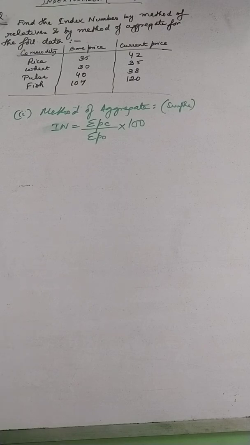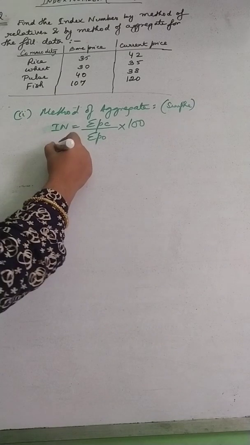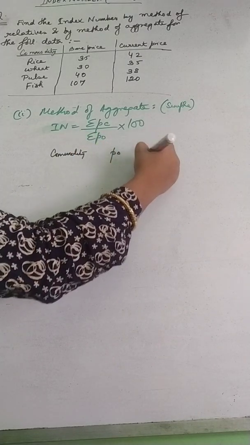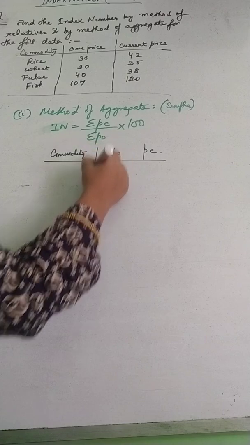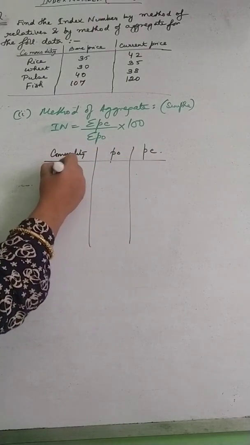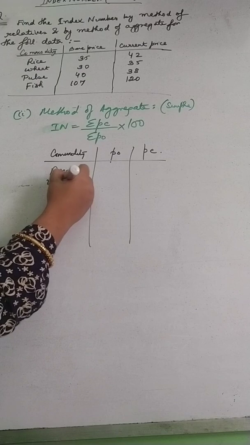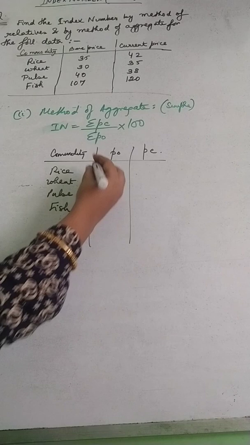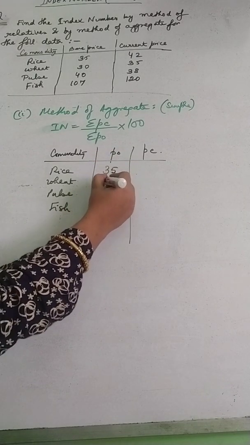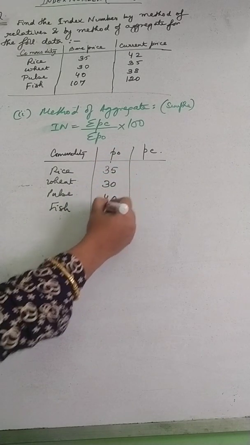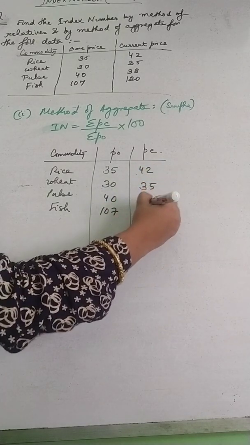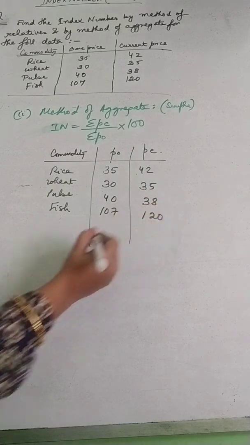So what will we write therefore? Column to be drawn, very simple, same column. We don't need PRs anymore, so you will write commodity, base year price and current year price, simply this much. And copy down the values, that is rice, wheat. I'm doing it separately, you could have done it in the same table, but just for highlighting the process. 40, 107, this is 42, 35, 38, 120.